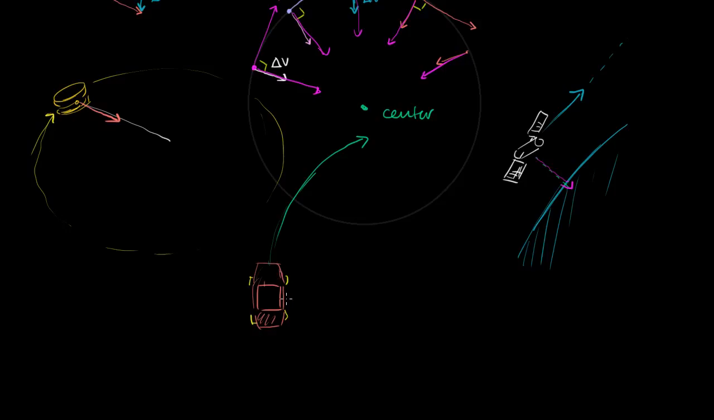There's no obvious string being pulled on the car towards the center. There's no magical gravity pulling it towards the center of the circle. There's obviously gravity pulling it down towards the ground, but nothing pulling it to the side like this. So what's causing this car to go in the circle as opposed to going straight? And I encourage you to pause it right now before I tell you the answer.